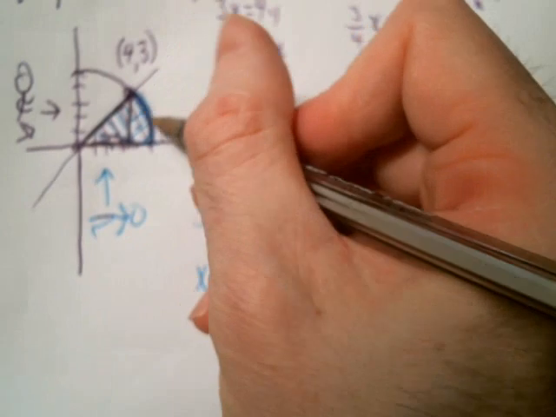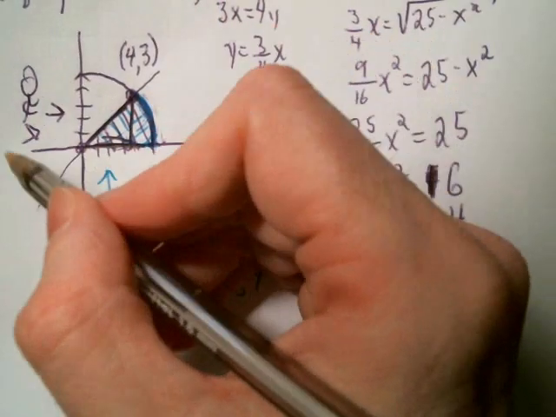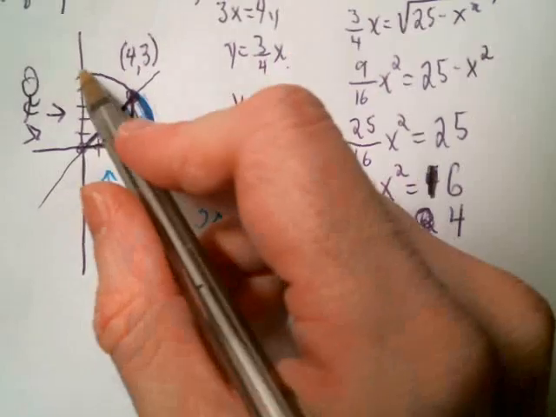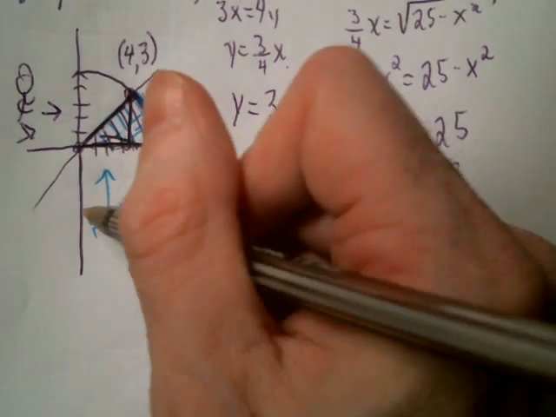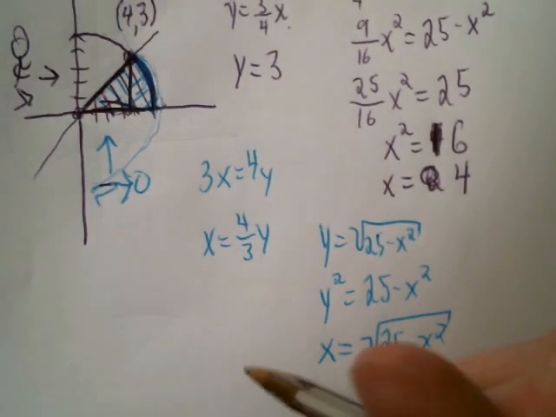We only need this right hemisphere as opposed to the left hemisphere. So the negative of this would be the left hemisphere. I just need this right hemisphere. Okay, so those are my two functions.